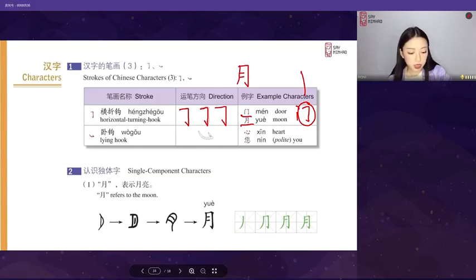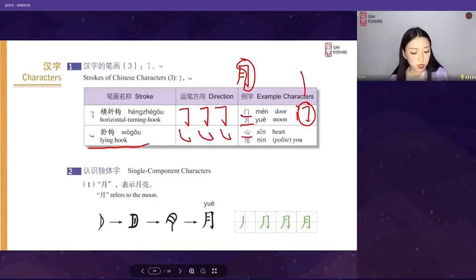So we can see this part is horizontal turning hook, 横折钩. Okay, next stroke is 卧钩. It looks like this, 卧钩, lying hook. It looks like it's lying and hooked. So the direction of writing it is from left to right, top to bottom, hook it.